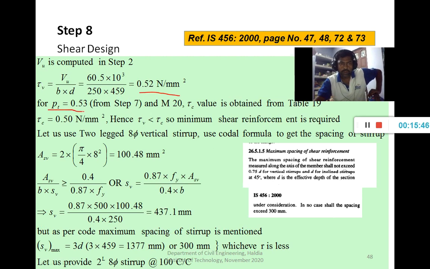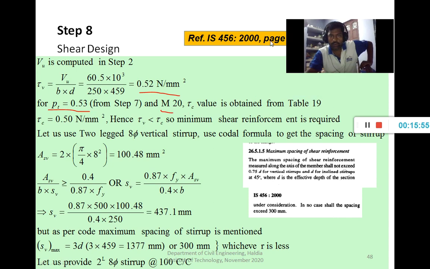Now for pt of 0.53, from step 7 we know the pt provided. So for M20, the tau c value is obtained from Table 19. The value is tau c equal to 0.50 Newton per millimeter square. So here tau v is not less than tau c, so as per code shear reinforcement is required.